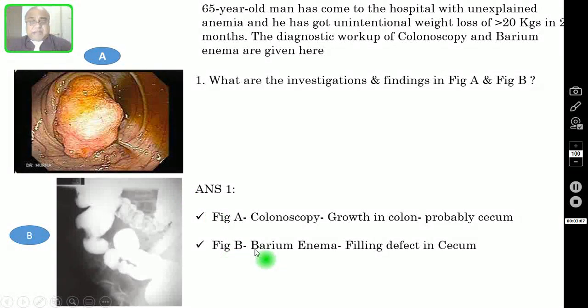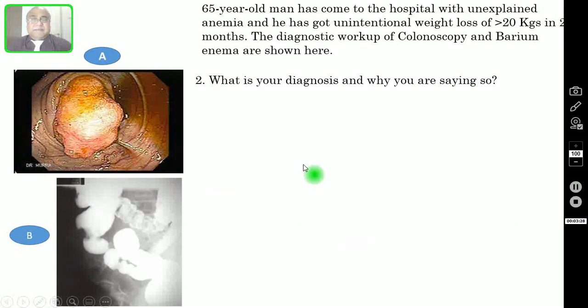Whereas in figure B, this is a barium enema, where you are seeing a filling defect in the cecum. This is the cecum and this is the filling defect. These are the 2 investigations, namely the colonoscopy and barium enema, and these are the findings.